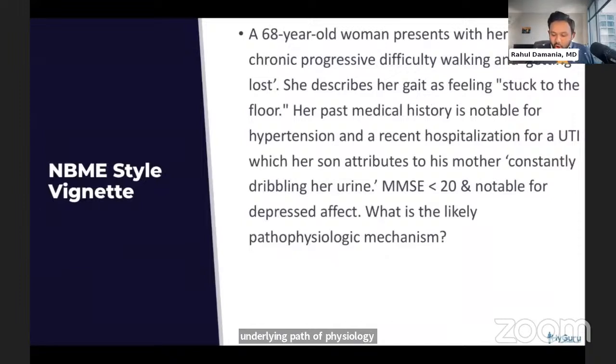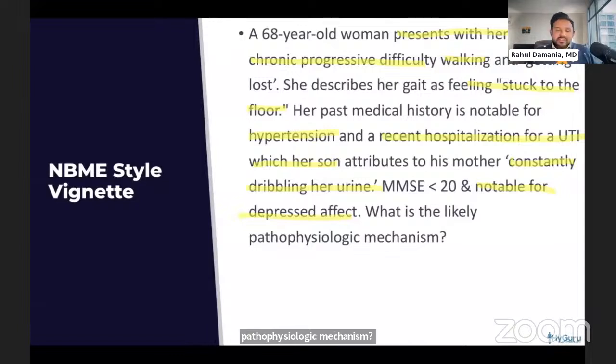All right, we are almost done with today's session. Let's go ahead and go through this triad. A 68-year-old woman presents with her son with chronic progressive difficulty walking and, quote, getting lost. She describes her gait as feeling, quote, stuck on the floor. Her past medical history is notable for hypertension and a recent hospitalization for a urinary tract infection, which her son attributes to his mother, quote, constantly just dribbling urine. Her mini mental status exam is low, and her affect is noted to be depressed. What is the likely pathophysiologic mechanism?